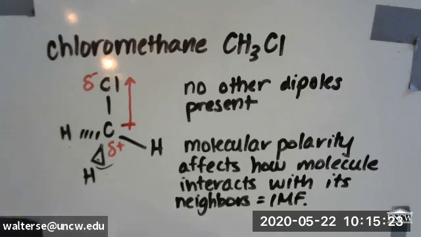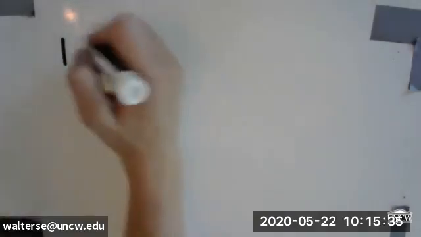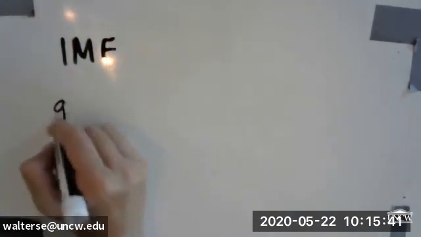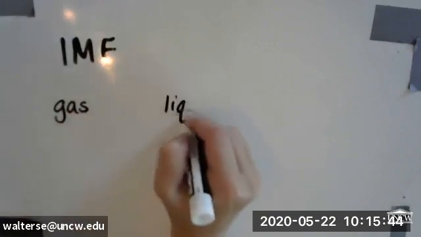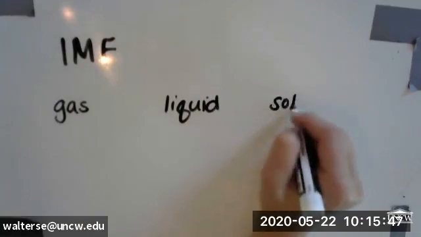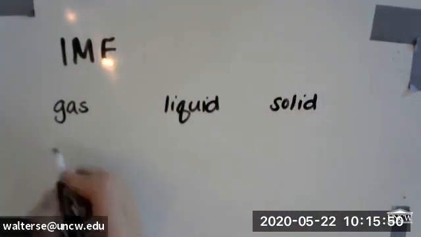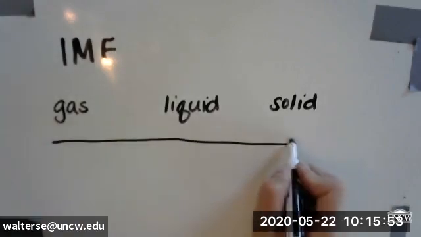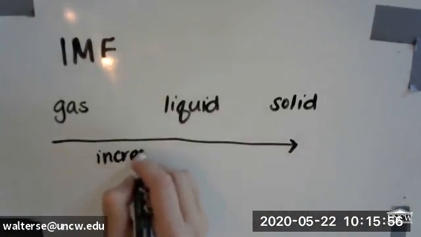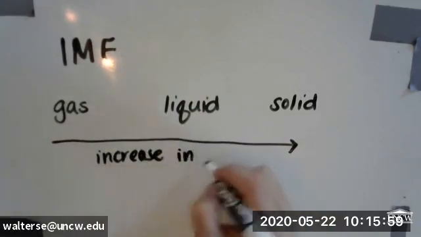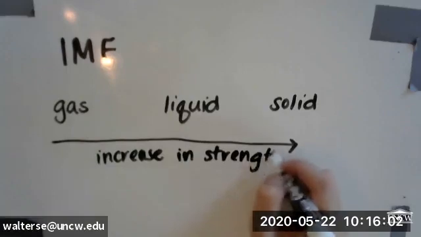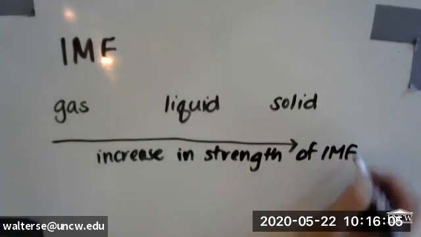Okay. So if you have a sample, you can have that sample in the gas state, the liquid state, and the solid state. As you go in this direction, you see an increase in the strength of the intermolecular forces.